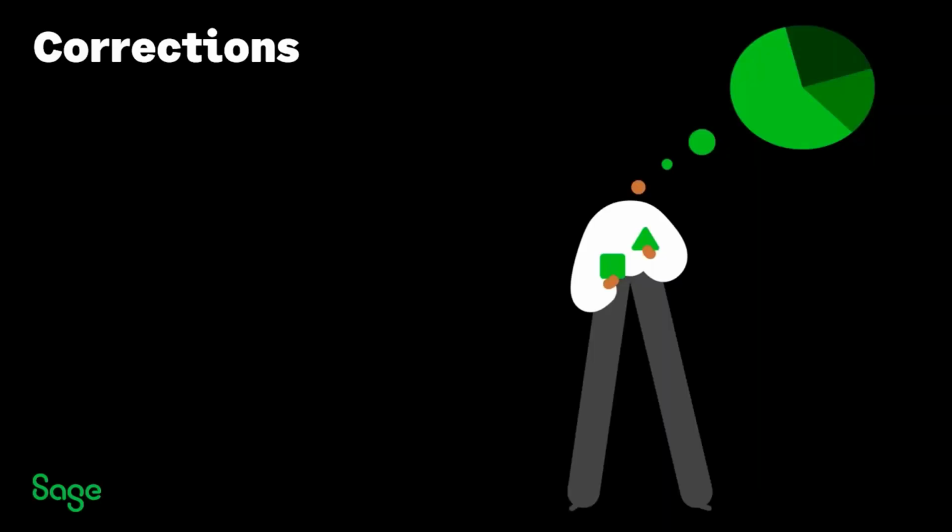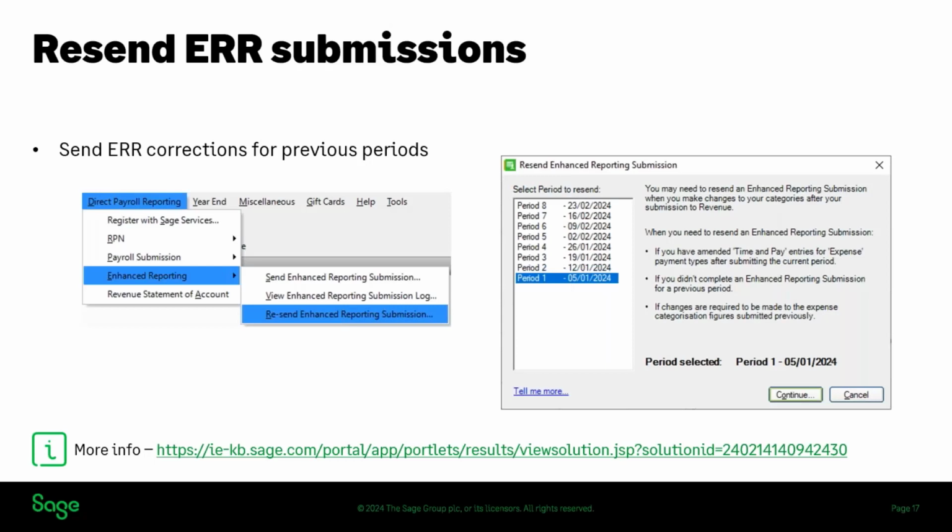Okay, so moving on to the last section of the webinar, and we'd like to show you some improvements that we've made to corrections for ERR submissions. So in the previous version, 27.0, you could resend an ERR submission for the period you are currently in. But if you need to send anything for a previous period, you would either have to restore a backup or restore a period archive, or perhaps consider doing it manually on the ROS portal. But we've now made an improvement where it is possible to send a correction or a submission for a previous period whilst being in a later period in your program.